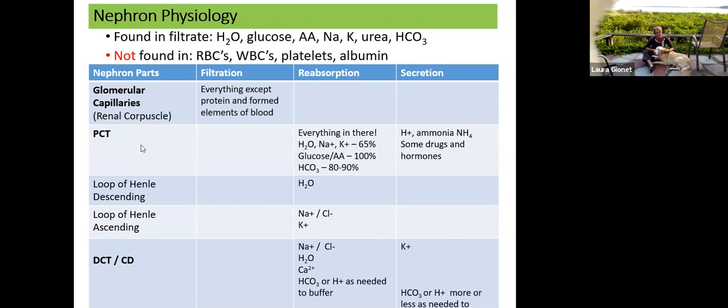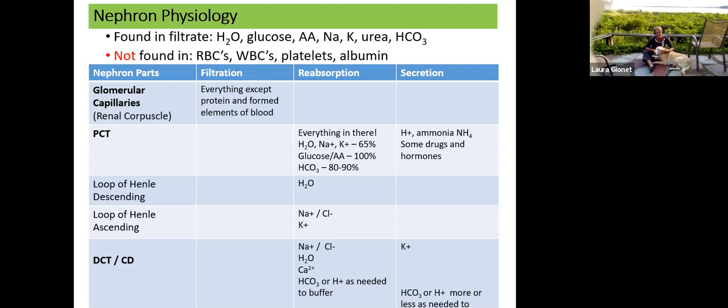But then as we enter the PCT, what might be reabsorbed? Water, sodium, potassium, about 65% of that. Glucose and amino acids, about 100% of that. And about 80 to 90% of the bicarbonate that's there. What can be secreted? Hydrogen ions, ammonia, some drugs and hormones. All right, then we go to the descending loop of Henle. It's permeable to water only, so there is reabsorption of water.